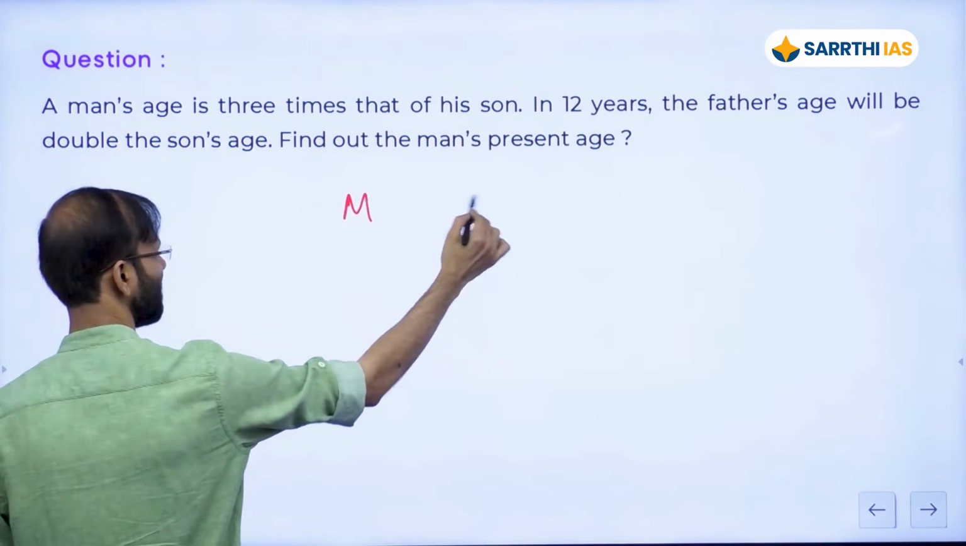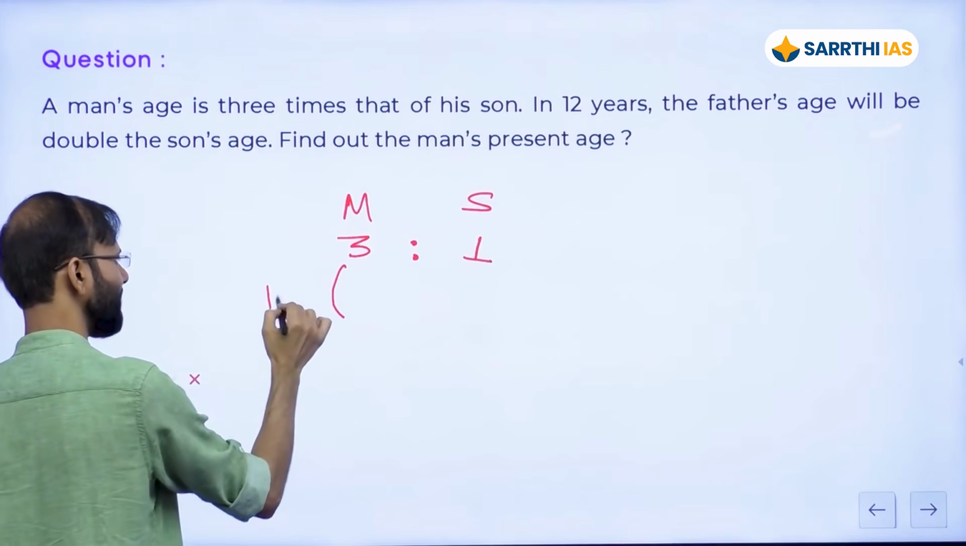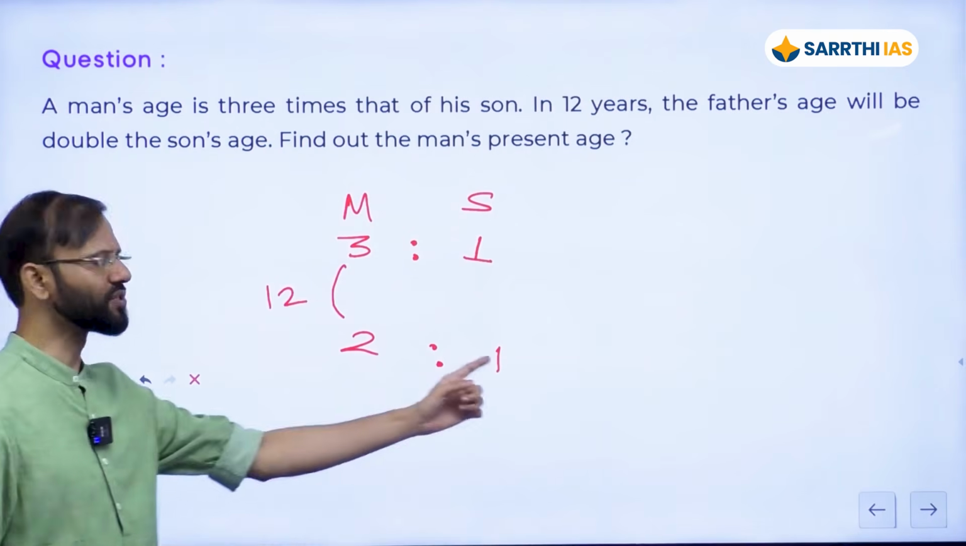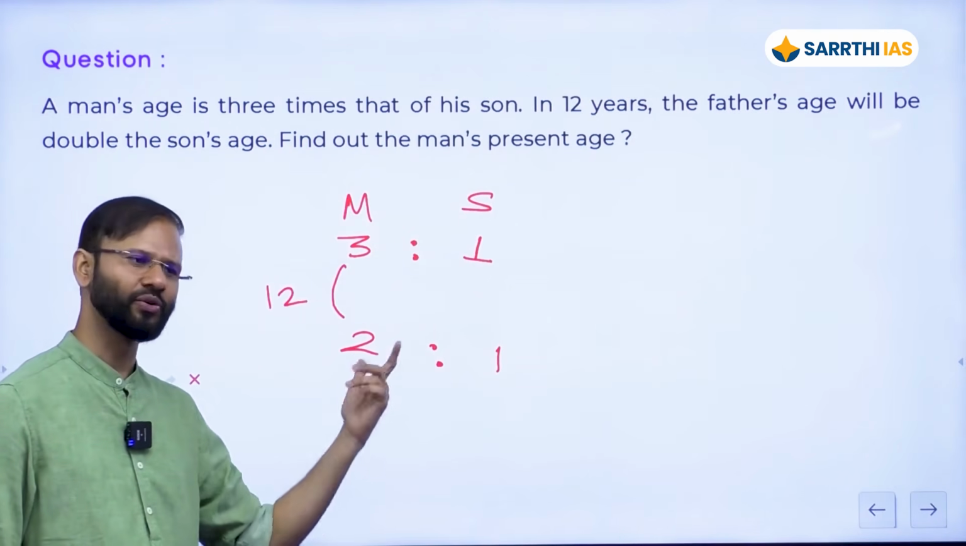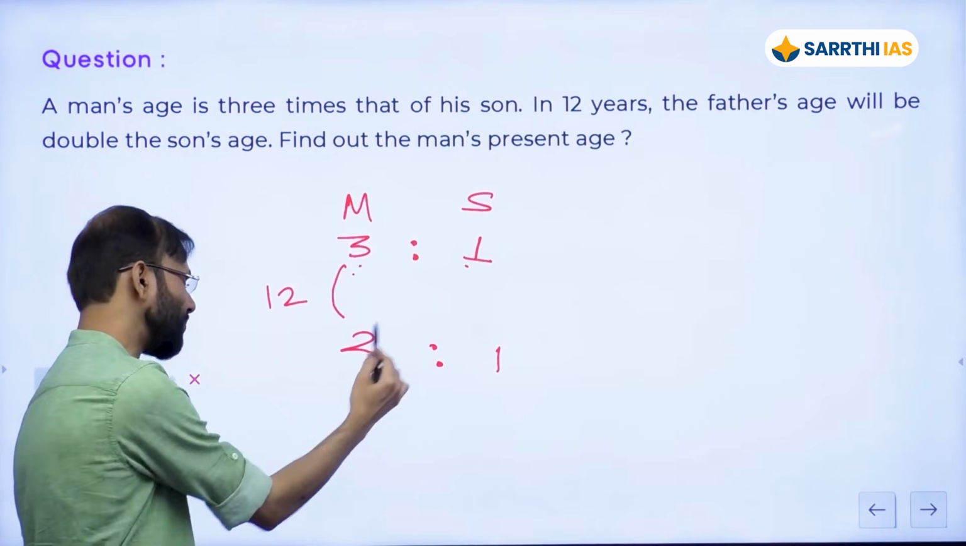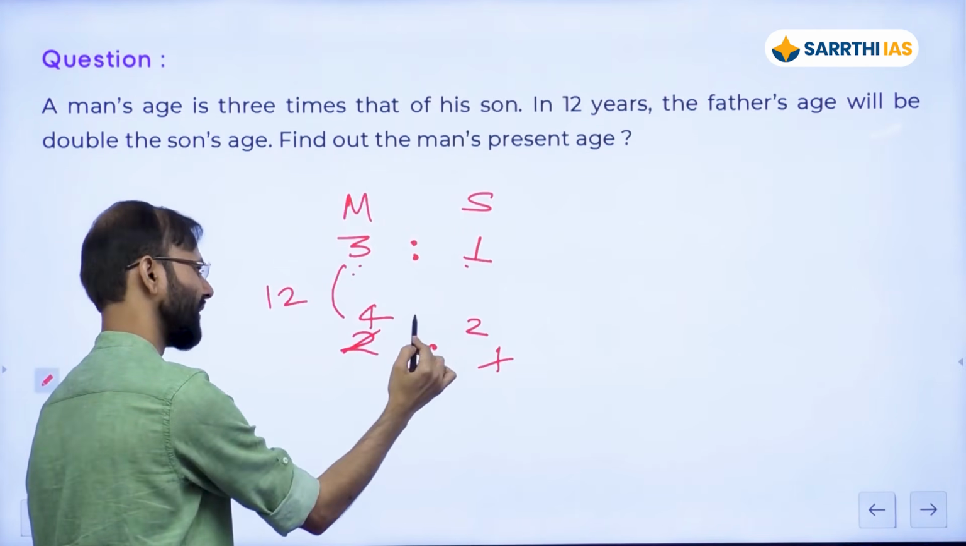Man, son, right? 3:1. This is given. After 12 years, what will happen? This is 2:1. Correct, guys? Here the difference is 1. 1 से multiply करके कोई फायदा नहीं. Here the difference is what? 2. So 2 will be multiplied to both the terms. Fine. So this will become 4. This will become 2. Correct, everyone?